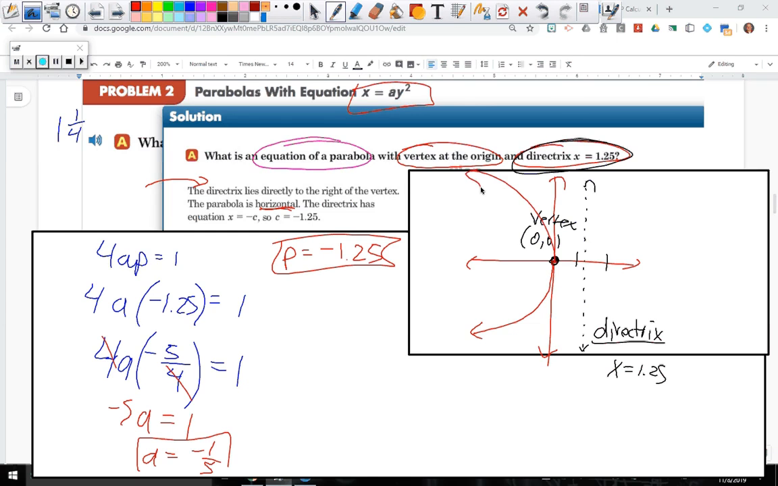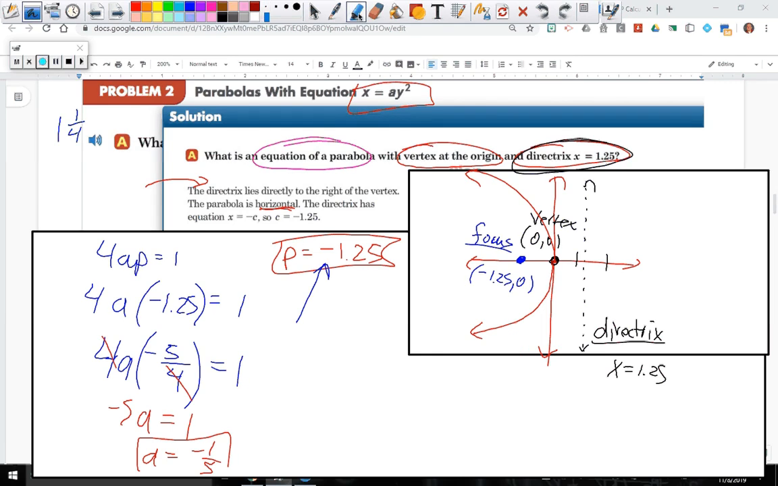Okay? Now we just have to find what is the coordinate of the focus. Well, that's pretty easy because they gave us the p-value. They gave us the p-value was negative, which is looking to the left, 1.25. So I'm going to put this focus as what? Negative 1.25, 0. And if you put it as negative 5/4, 0, that's okay as well. Same thing.